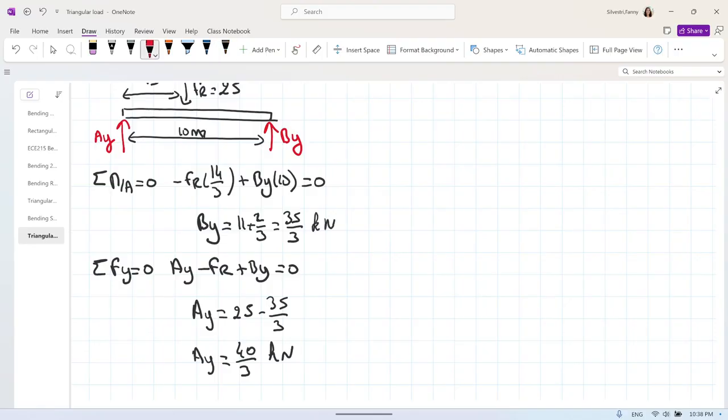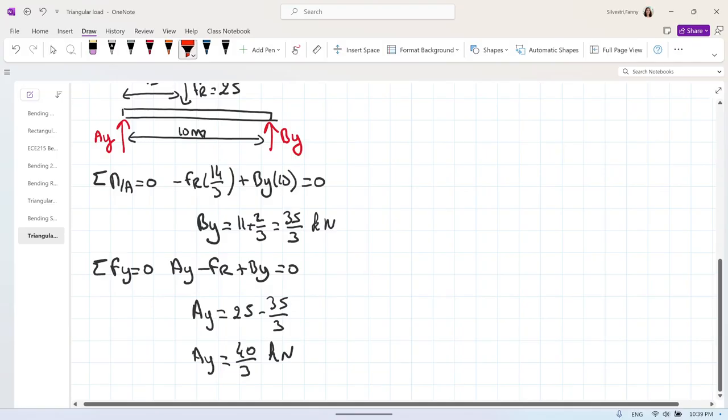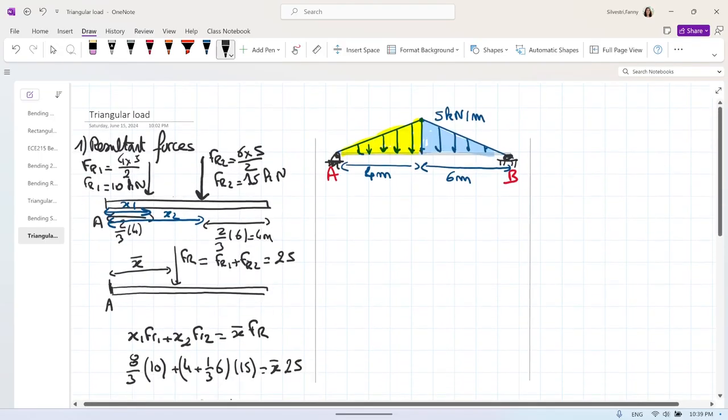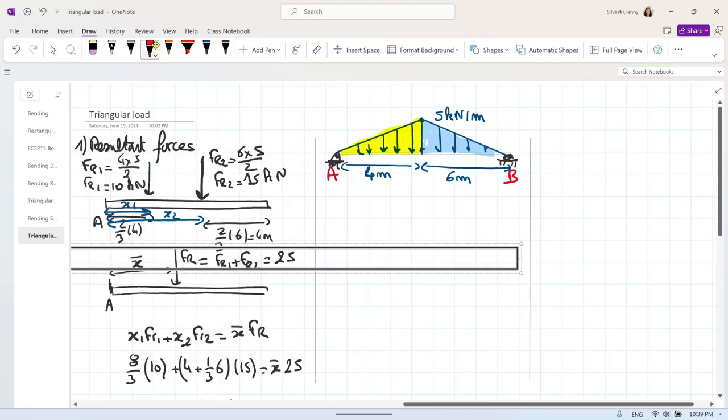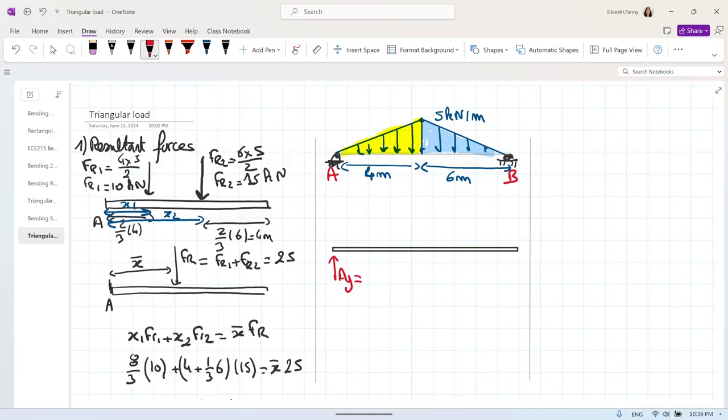Okay, so that's really the first step, find those BY and AY. Let me highlight them, and I encourage you also to square your final value. That helps the professor to find them on your paper. So 40/3 on the left, 35/3 on the right. Let's draw our beam again. And we have now AY equal 40/3 and BY equal 35/3.